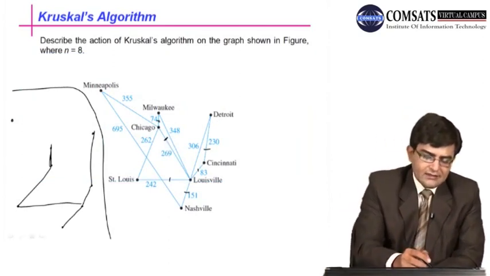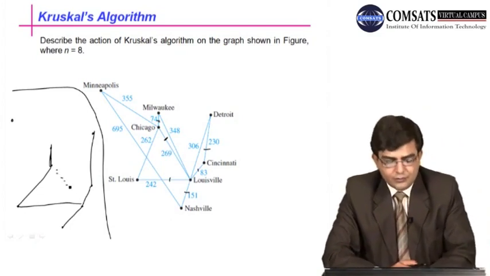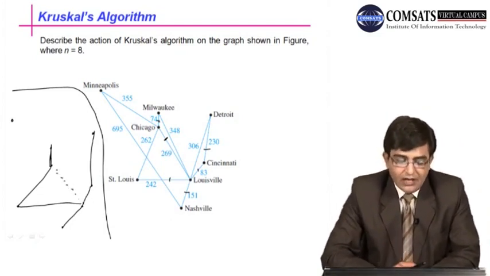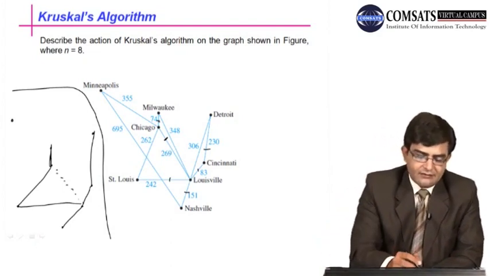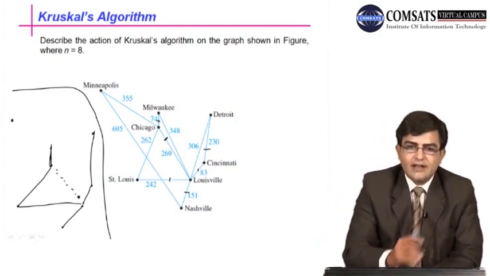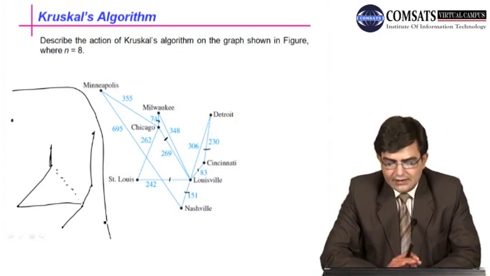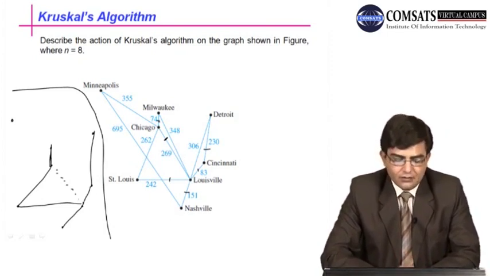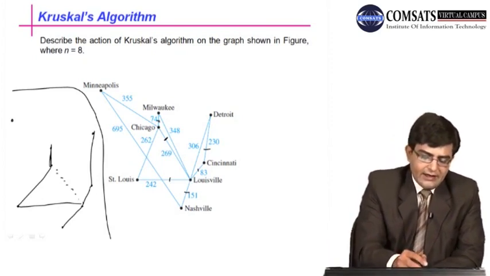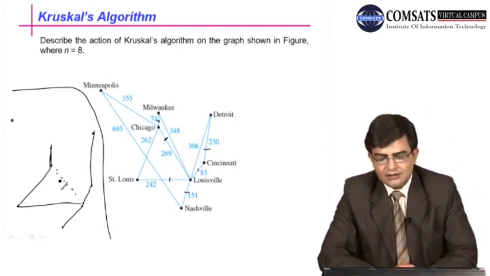But if we add this edge here, we will have a circuit in the graph. We'll have a circuit which starts from here and ends at here. So this edge will give us a circuit in this tree, in this graph. Therefore we cannot add this edge to this graph.